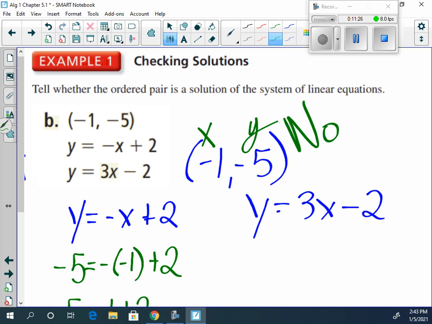Now, so far we've had the y equals don't work and the other ones do. That's not the case. Because it's more about the points making the equations true, not how they're set up. Just because it's set up in this form does not mean that they're automatically no. It just coincidentally worked out that way. Okay? So if we're given a point and two equations to check to see if it's a solution, we do what? We plug it in. Yes?